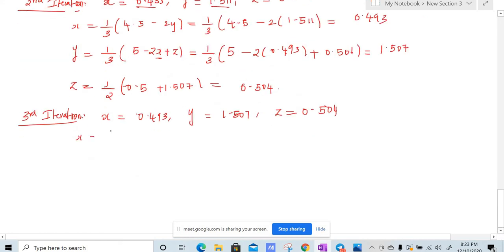So what is x? x is 1 by 3 times (4.5 minus 2 times y). So it will be 1 by 3 times (4.5 minus 2 times 1.507). So this will be 0.495.